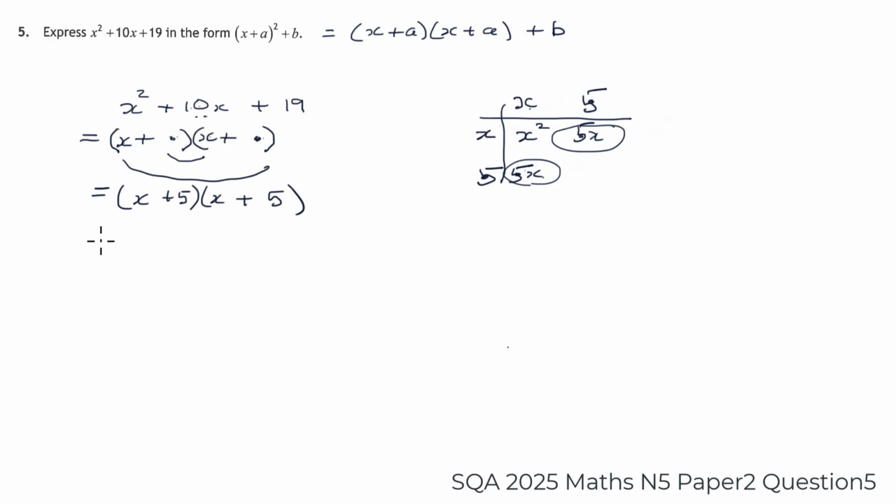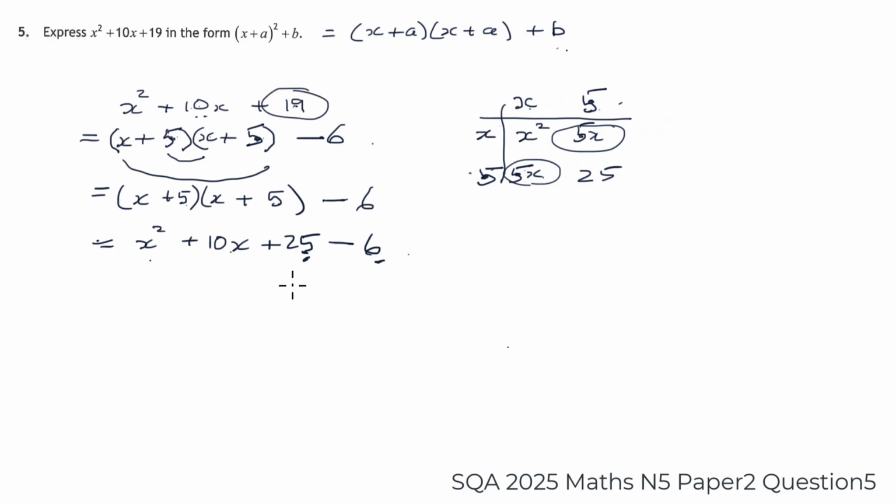Now unfortunately, when you multiply this out, we now know we get x squared plus 10x, but look at the last term. 5 times 5 is 25. Now up in the table method, 5 times 5 is 25. Now that is not 25, it's 19. We would have to take 6 away to get 19. So that's what we do. We adjust it by adding -6 at the end. So we've got x plus 5 times x plus 5, that gives us x squared plus 10x plus 25. We adjust it by subtracting 6 to produce that 19 at the end.